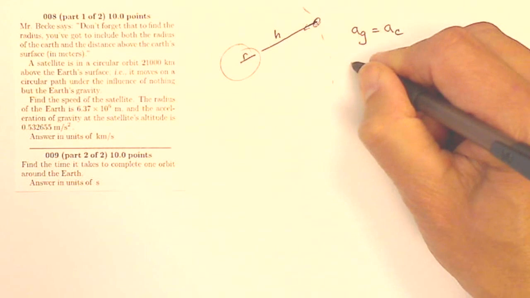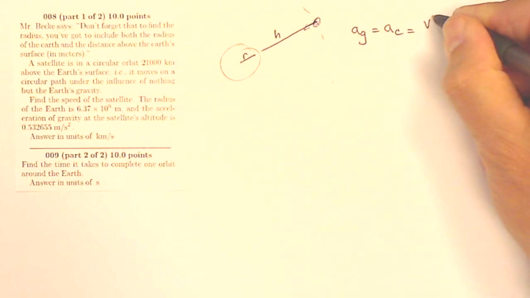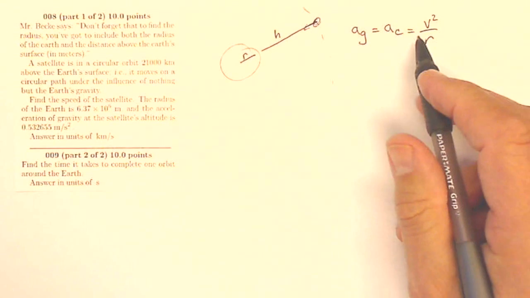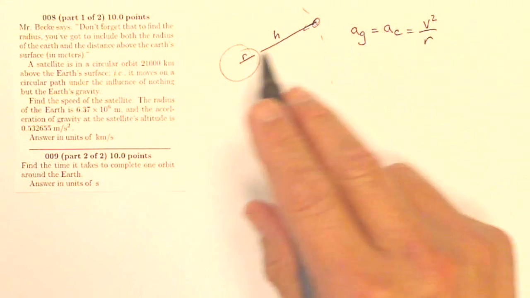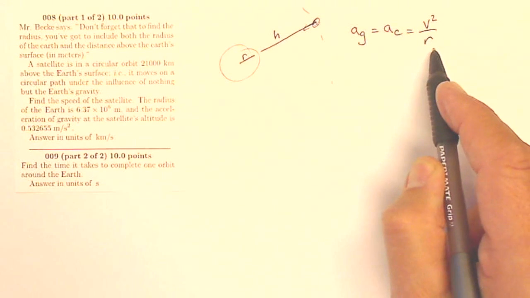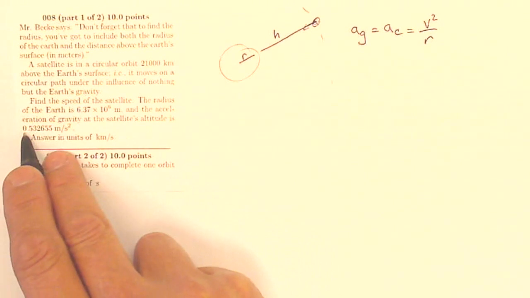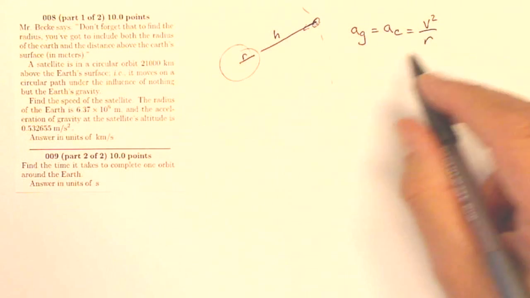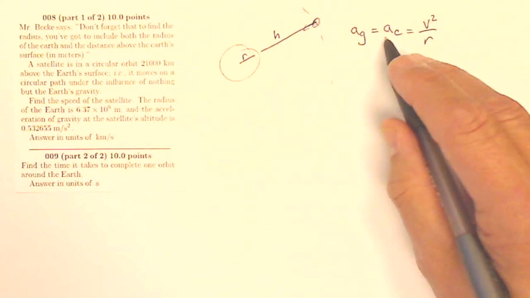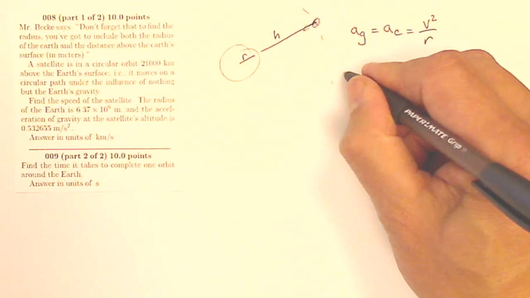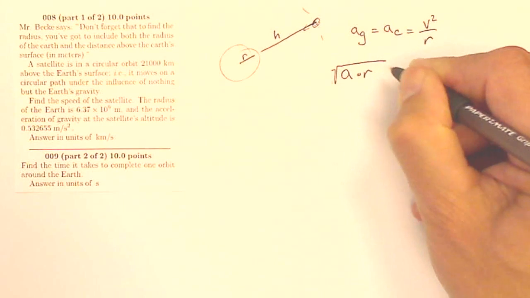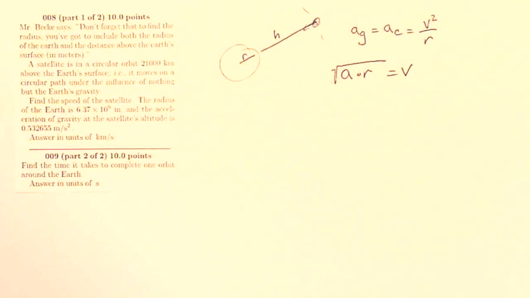So I know that my acceleration is going to be v squared over r. That's kind of neat. We didn't really cover this in class, but if you take a look at it now, you'll see that the acceleration is centripetal, v squared over r. They give me what this acceleration is, 0.532655. So all I'm left with is to find r. Let me solve this for v squared, so let me multiply by r. My acceleration times r, square root, is going to be the speed of the satellite.